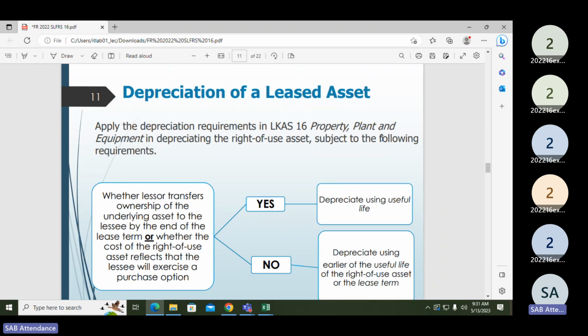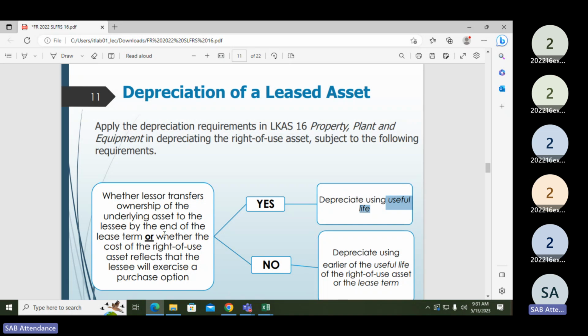Lease payments you discount and take the present value. That is our right of use asset. Credit lease liability. Now when it comes to depreciation, if the ownership transfers to the lessee at the end of the lease term, depreciate using the useful life, same as PPE. If the ownership is not transferred... sometimes the ownership directly transfers, or sometimes there is an option given to the lessee to get the ownership at a very low price. So it's the same as automatic ownership transfer. It is obvious that the lessee will get the ownership.